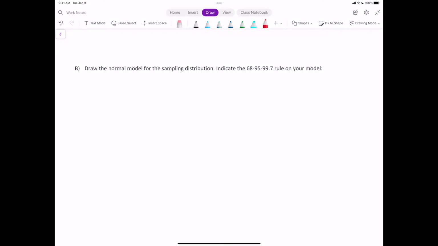Draw the normal model for the sampling distribution and indicate the 68, 95, 99.7 rule on your model. So we've seen this a couple times. We know 68% is within one standard deviation. We know 95 means 2 standard deviations. And we know 99.7 means 3 standard deviations. But we'll get to that in a second.